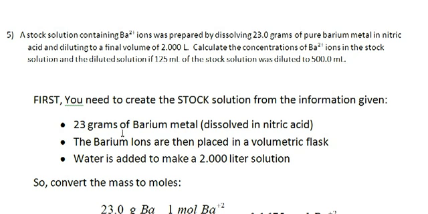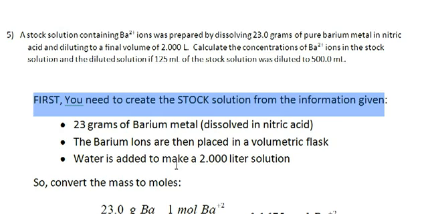Alright, the first thing that we need to do is prepare our stock solution. Unlike with the other questions where we knew how much of the dilute we were going to make and at what concentration, this problem is saying that we have a mass amount and we're preparing a stock solution. And then we're going to take some of that stock and put it in a brand new volumetric flask and dilute it down. So the first thing that we need to do is determine what the concentration of the stock is. So we need to first of all create a stock solution from the information given here.